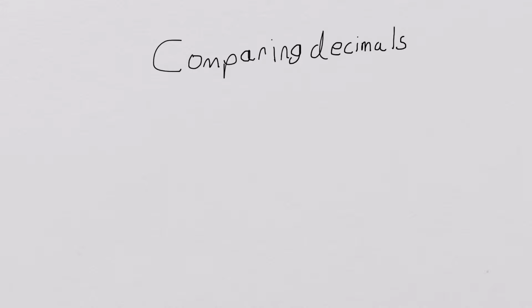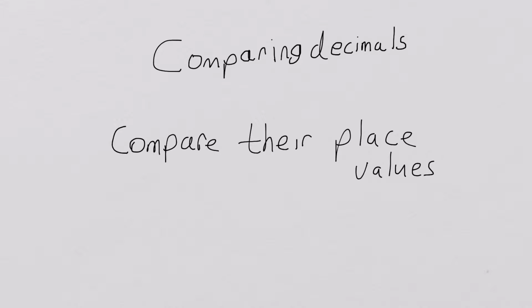For this video, we're going to focus on comparing decimals, trying to decide what is bigger and what is smaller. Now, there's really only one trick to comparing decimals, and that's going to be compare their place values. To do that, let's go over the place values of the decimals we're going to be using, just to refresh it in our memories.